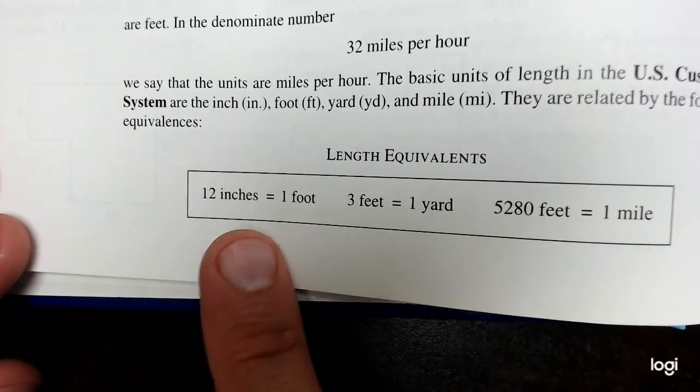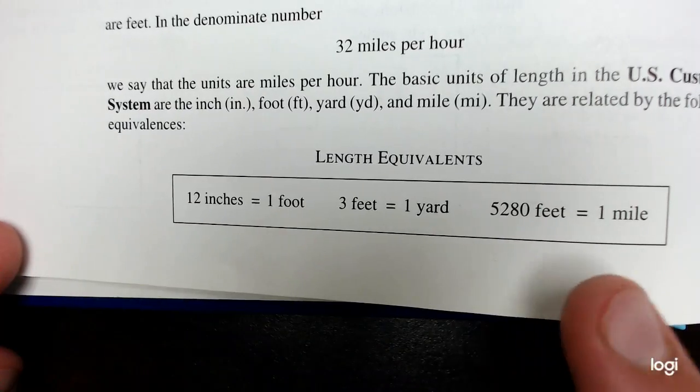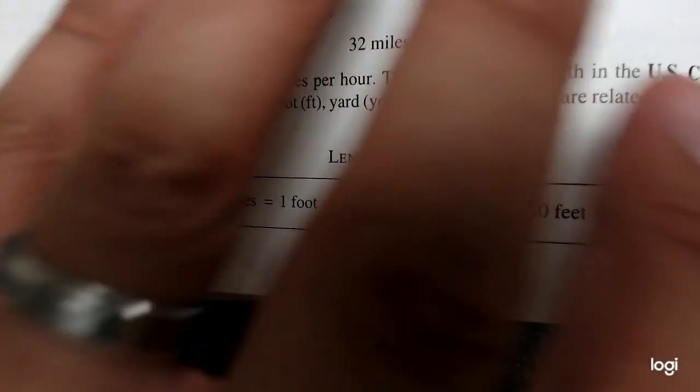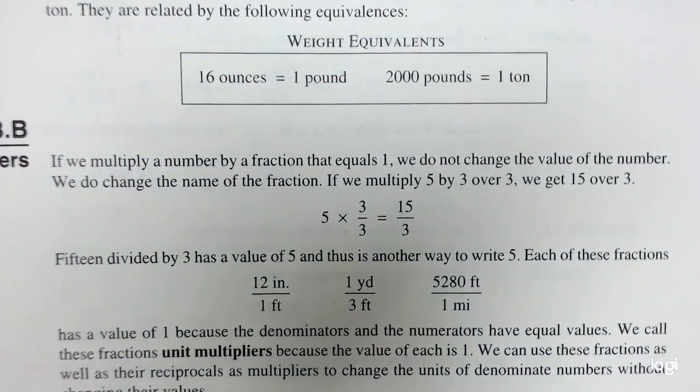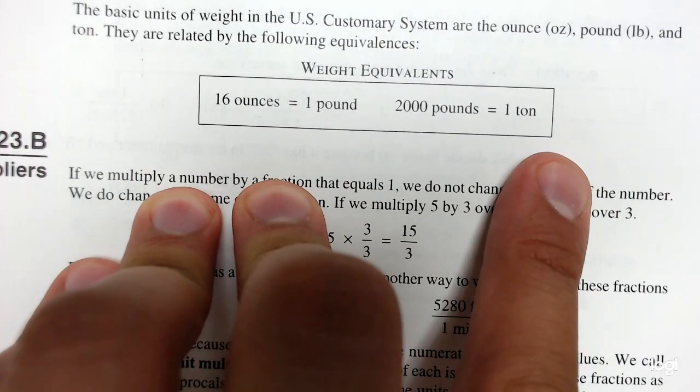We know that 12 inches are equal to 1 foot. We know that 3 feet are equal to 1 yard, and that 5,280 feet are equal to 1 mile. We also know that 1,760 yards are equal to 1 mile. The other ones are the weight equivalents, which are 16 ounces is equal to 1 pound, and 2,000 pounds are equal to 1 English ton.